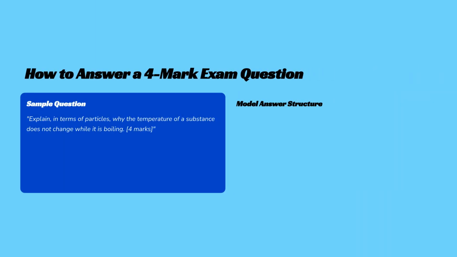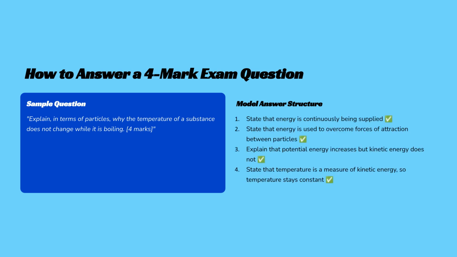For a 4-mark explanation question, follow this structure. State that energy is being supplied, explain it overcomes forces between particles, clarify that potential energy increases while kinetic energy does not, and finally, note that since temperature measures kinetic energy, it remains constant.